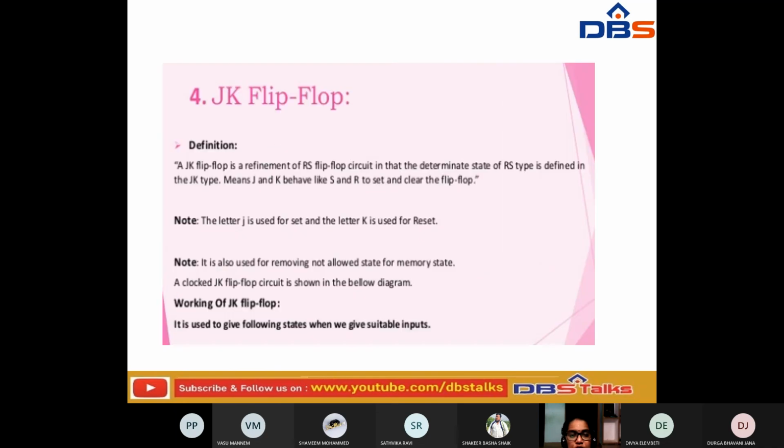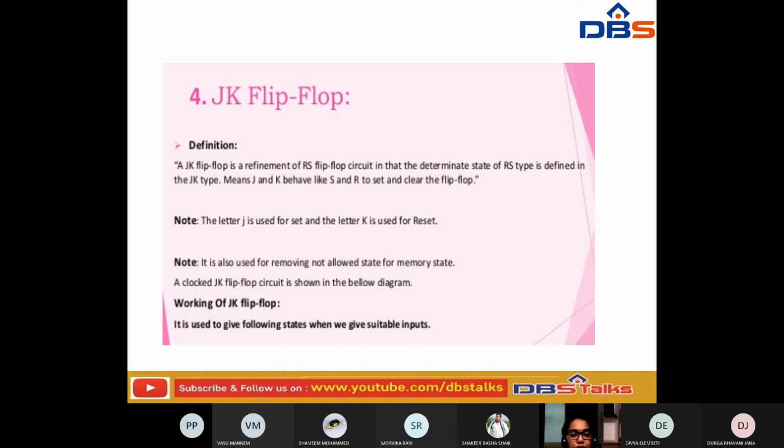So if you have observed this JK flip-flop, this JK flip-flop is a refinement of the RS flip-flop circuit, in that the indeterminate state of the RS type is defined in the JK type. J and K take the roles of S and R to set and clear the flip-flop. So the letter J is used to set, and the letter K is used for reset.